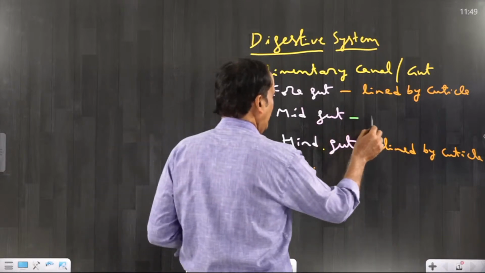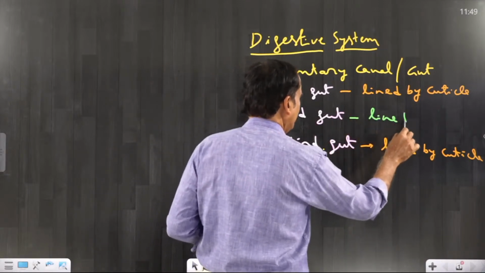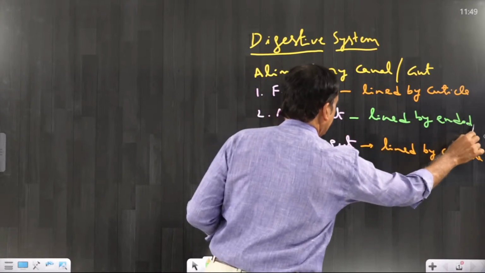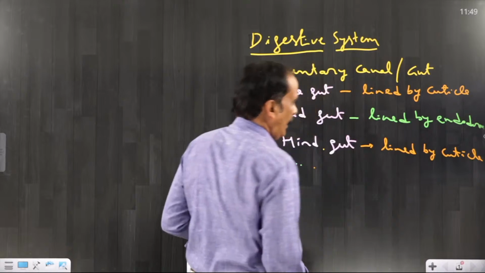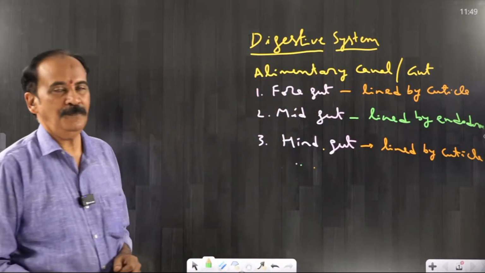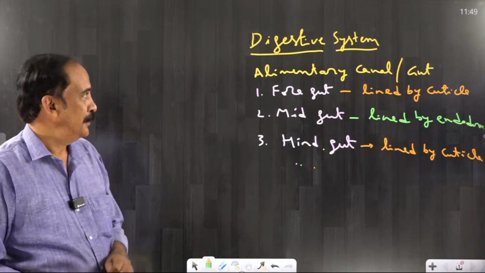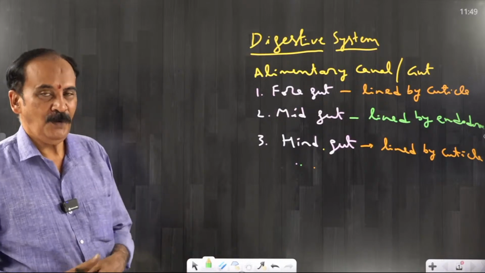Midgut is lined by endoderm. You don't have ectodermal covering, but here you will find only endodermal lining is present. So, cockroach, as you know, it is an omnivore, right?